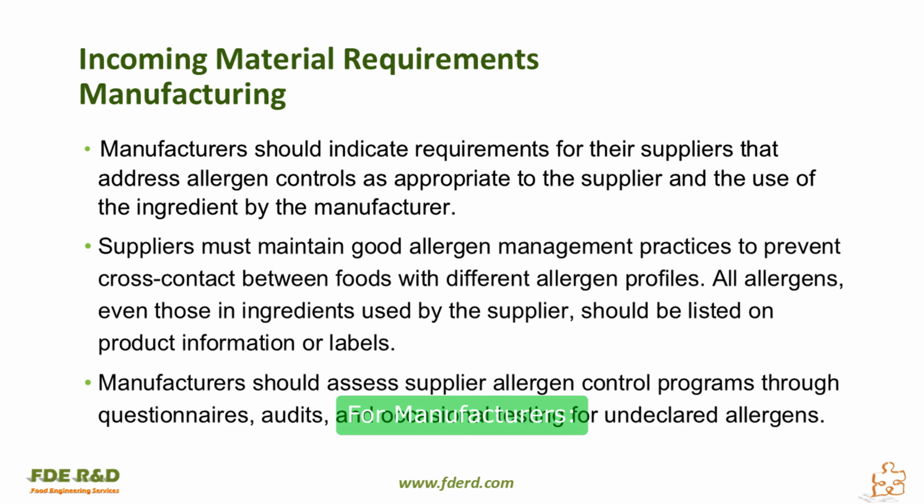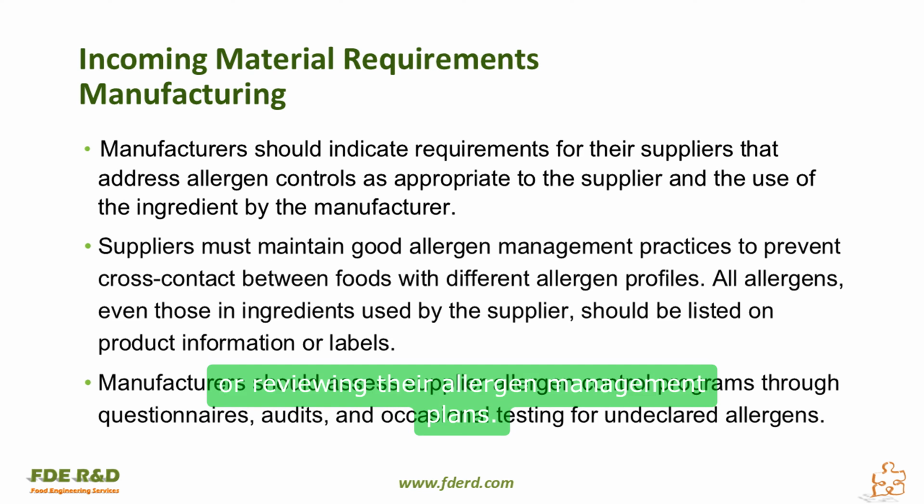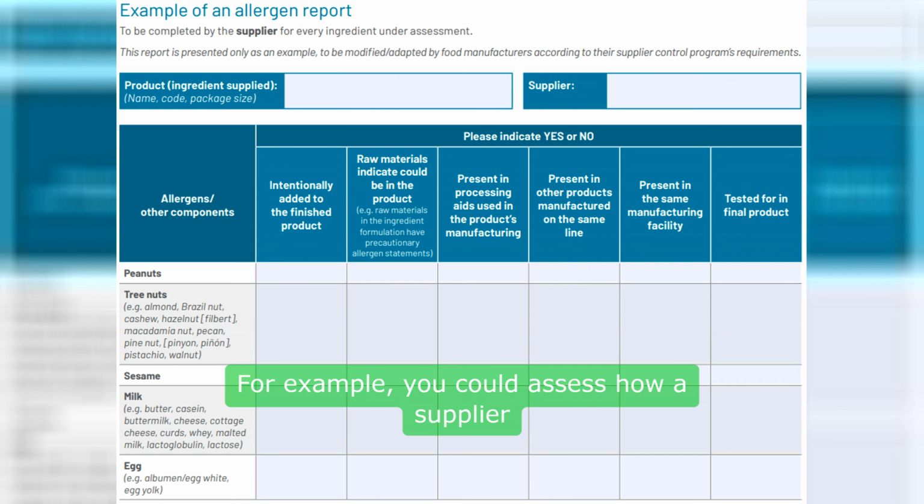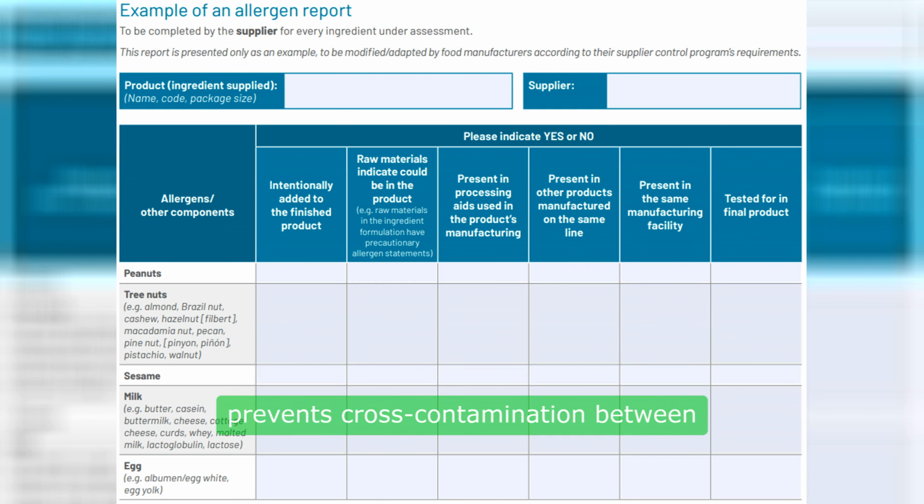For manufacturers, supplier assessment. Manufacturers should have programs in place to assess their suppliers' allergen control practices. This may involve questionnaires, audits, or reviewing their allergen management plans. For example, you could assess how a supplier prevents cross-contamination between products with different allergen profiles.